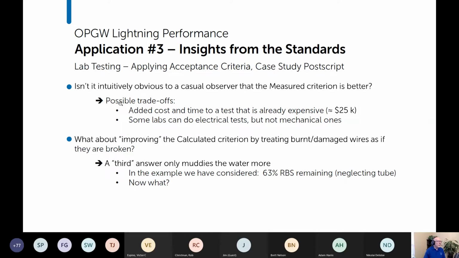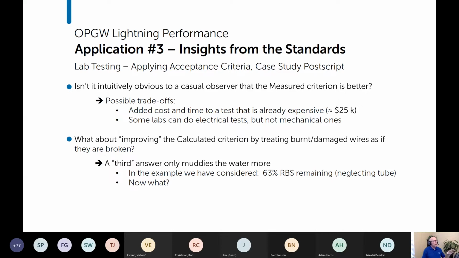Some of you might have thought, well, can't you improve the calculated criterion by treating those burnt or damaged wires as if they are broken? And my conclusion is that doesn't help, right? You just get a third answer. If I applied this concept to the test case here, then you get 63% remaining breaking strength, right? If you neglect the strength of the tube. So, okay, now what? Again, is it a pass or is it a fail?